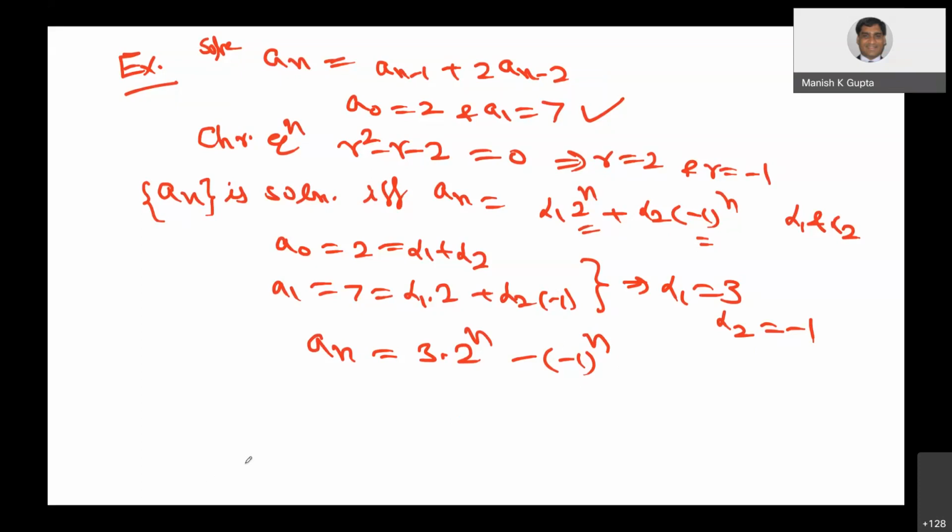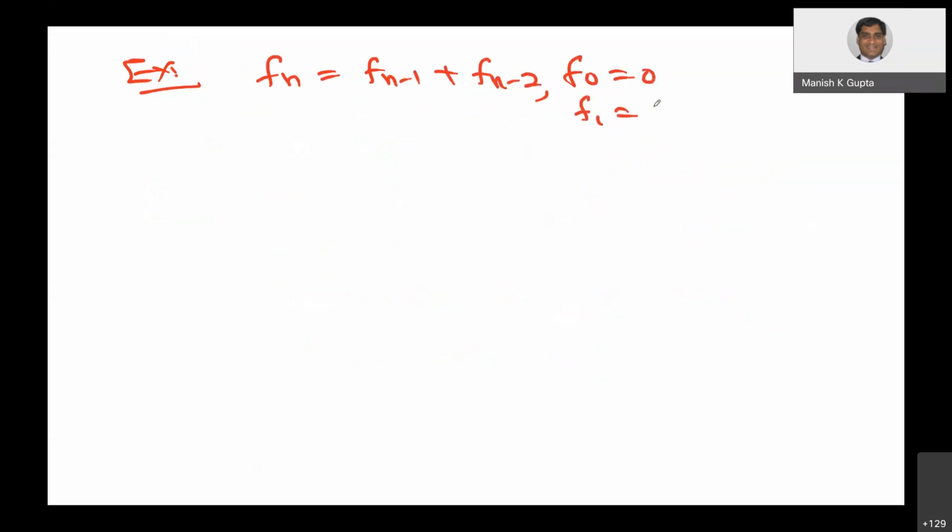Let me give you one more example. Find explicit formula for Hemchandra numbers. So the recurrence relation is f of n is equal to f of n minus 1 plus f of n minus 2. Initial conditions could be f0 is equal to 0 and f1 is equal to 1. So the characteristic equation will be r square minus r minus 1 is equal to 0.